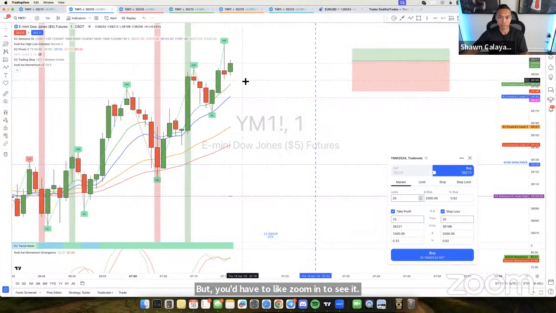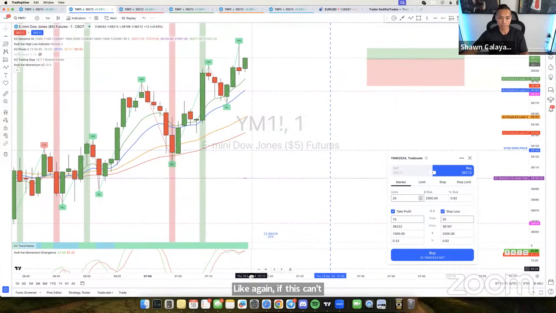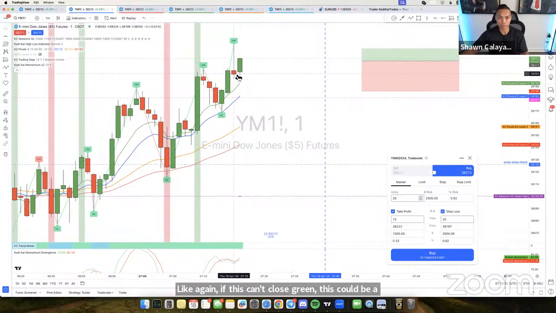Again, if this candle closes green, this could be a possible momentum divergence. It attempted to, but didn't close green. This candle here closed red.